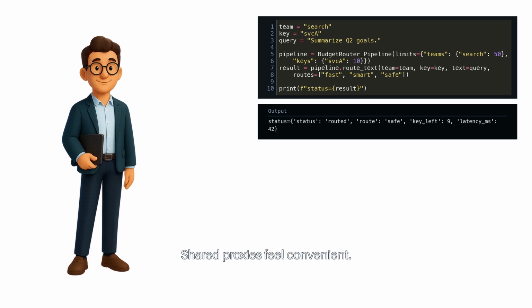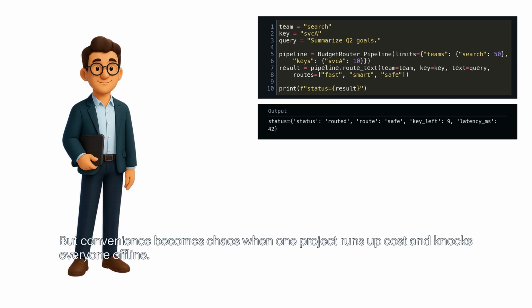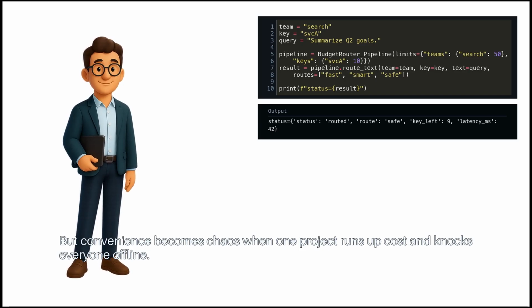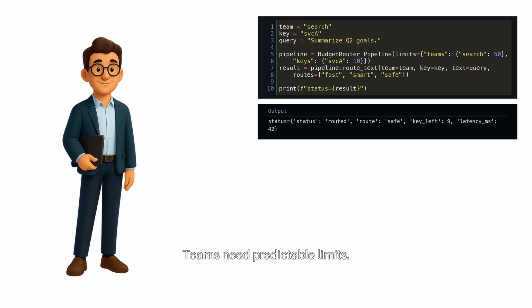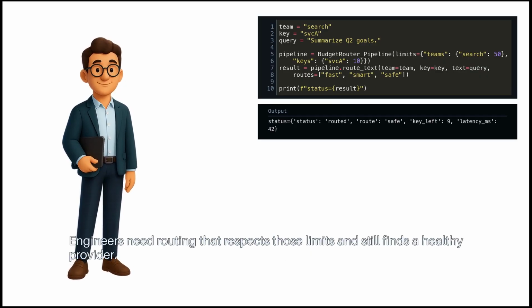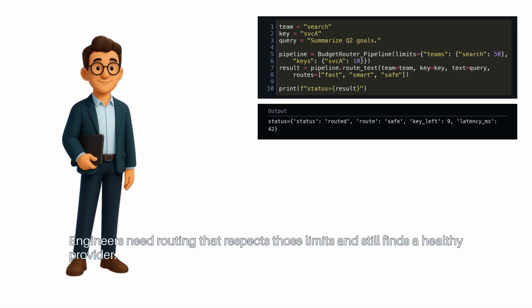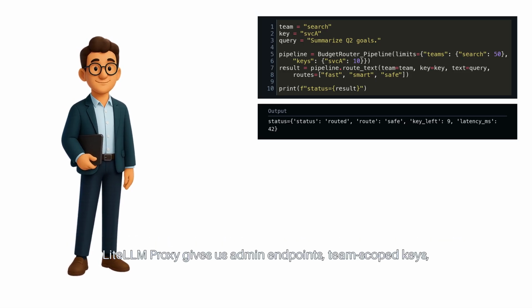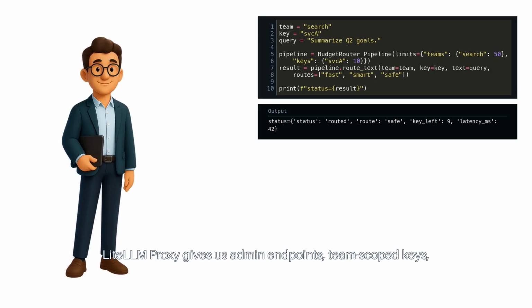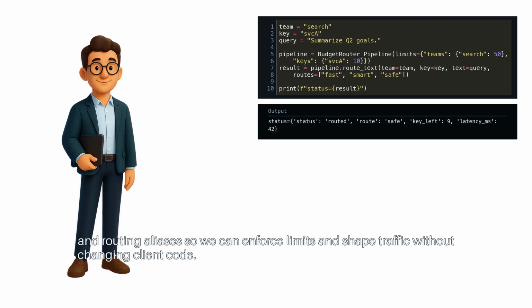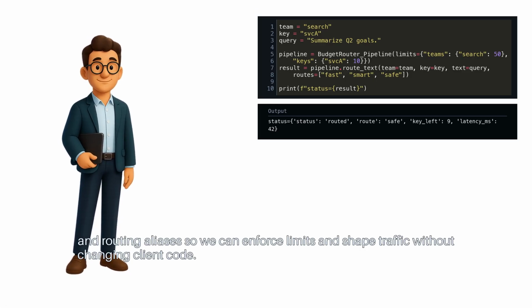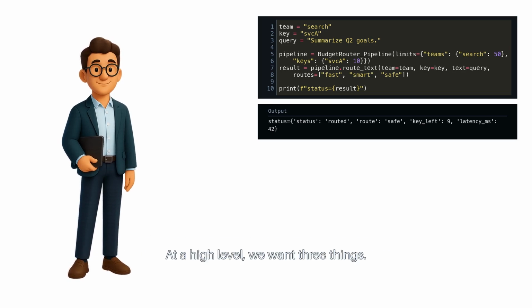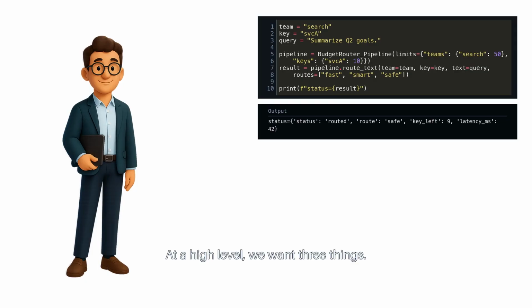Shared proxies feel convenient, but convenience becomes chaos when one project runs up cost and knocks everyone offline. Teams need predictable limits. Engineers need routing that respects those limits and still finds a healthy provider. LiteLLM Proxy gives us admin endpoints, team-scoped keys, and routing aliases so we can enforce limits and shape traffic without changing client code. At a high level, we want three things.